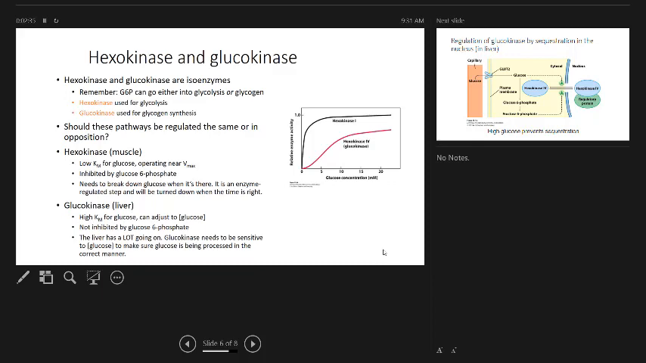And that makes sense. If hexokinase is not very sensitive to the levels of its substrate, it makes sense that its product would come back and turn it off. And again, because hexokinase is going to break down glucose when it's needed, because that's just its job.